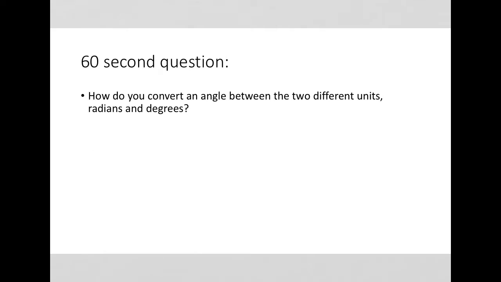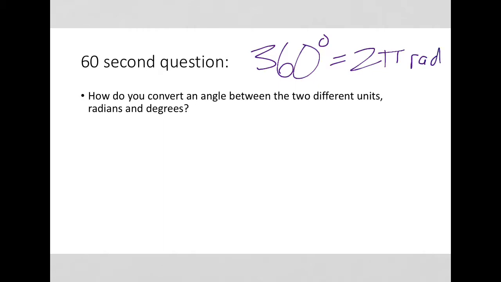And finally, let's think about this. How do you convert between radians and degrees? Well, let's think about what we know. We know that 1 full revolution is 360 degrees, which is equivalent to 2 pi radians. But that's a little redundant because we have extra factors of 2 in there. So I could simplify that to 180 degrees is equivalent to pi radians.